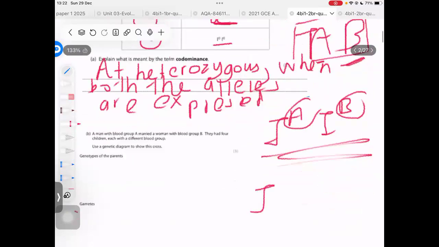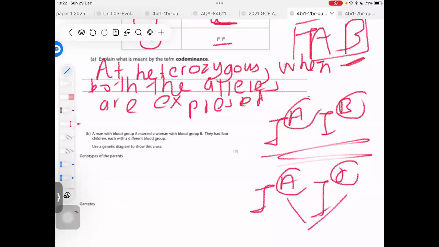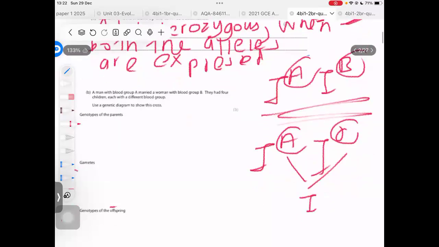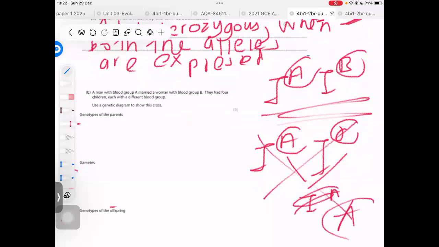If you took IA, I naught, here also it's heterozygous. But are both the alleles being expressed? No. Only the IA allele is being expressed over here, only the A blood group is shown. Therefore, this is not codominance. This is what you call codominance, right? Did you understand that part? Yes, miss. Okay, now let's move on to the B part.